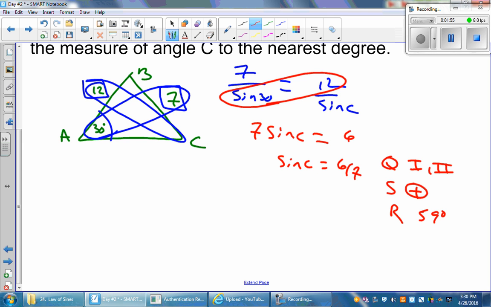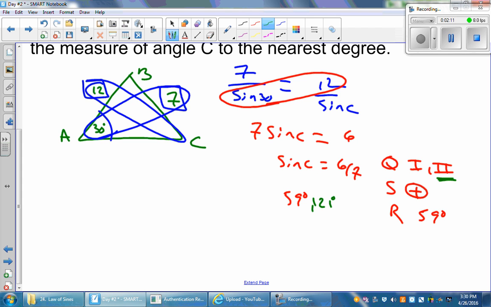Well, that 59 degrees is one of my answers. That's my first quadrant answer. I have to make sure that I check to see that I could have a second answer. The second answer would be my quadrant 2 answer. To get to quadrant 2, we take 180 and subtract our reference angle. That's going to give us an angle that's 121 degrees.